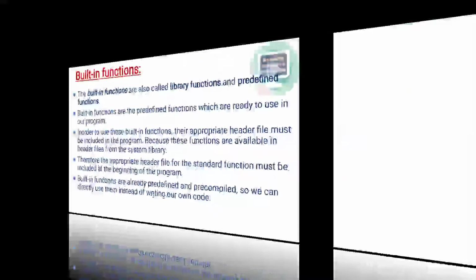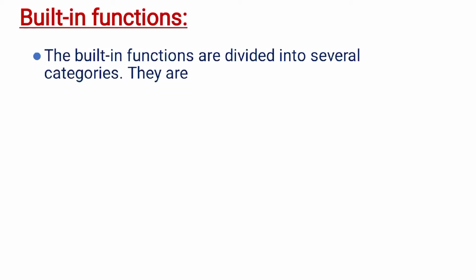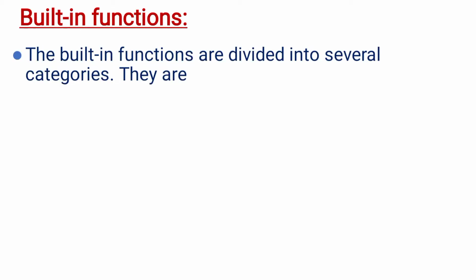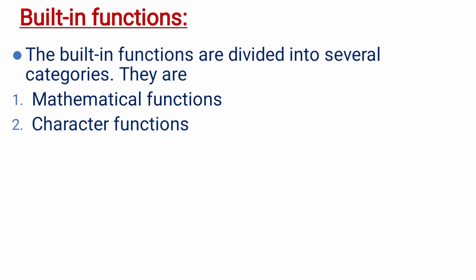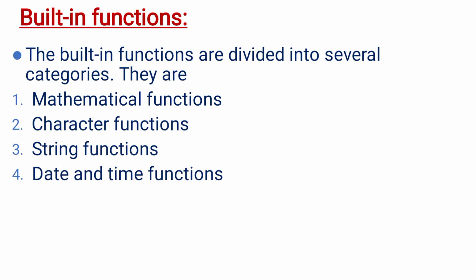Next we will see that the built-in functions are divided into several categories. So now we are going to see what are the types of built-in functions available in C language. Number 1, mathematical functions. Number 2, character functions. Number 3, string functions. And number 4, date and time functions. In this video we will see only mathematical functions. In the upcoming videos we will see character functions, string functions and date and time functions.